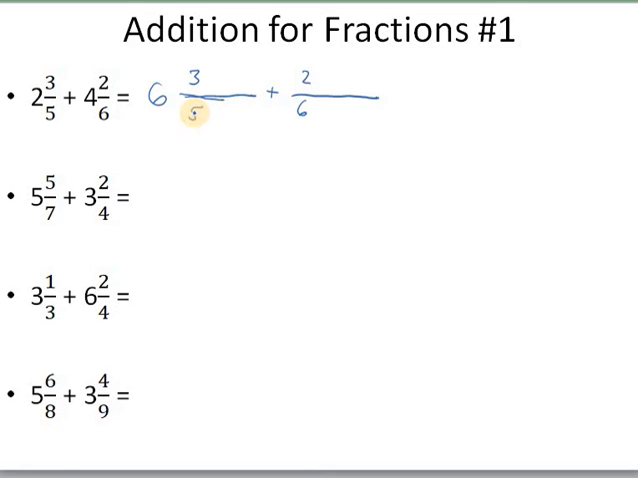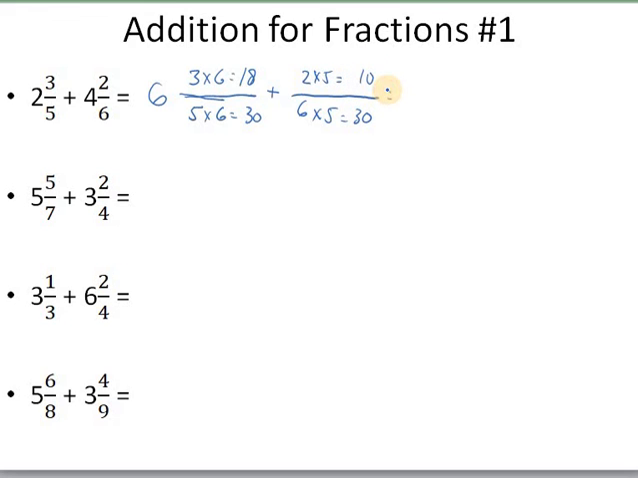Since 5 cannot jump to 6, and there's no common factor, you need to times with each other. So this one times with 6, and the numerator also times with 6. 3 times 6 is 18. 5 times 6 is 30. And for this part, you times with the other denominator, which is 5. So this is 30, and the numerator also times with 5. Times 5 over here is 10.